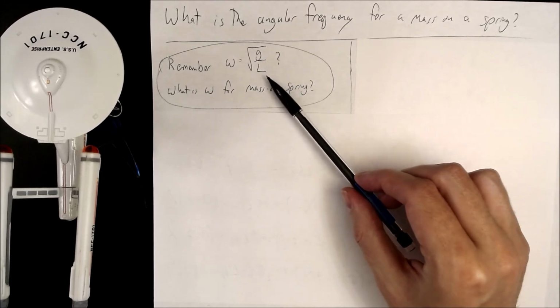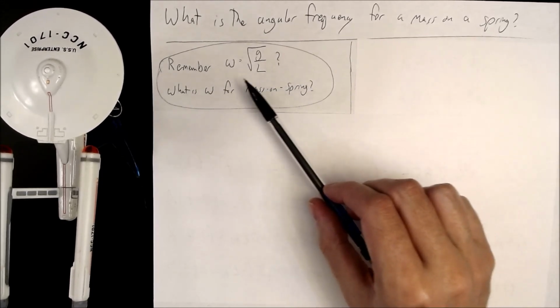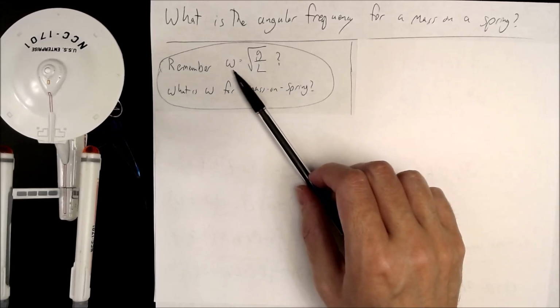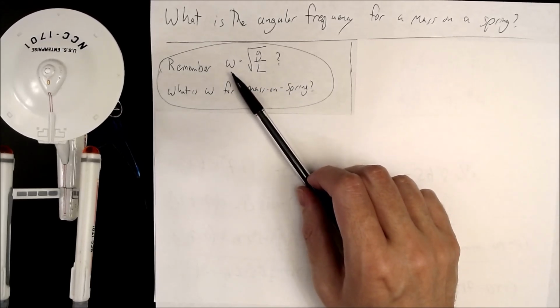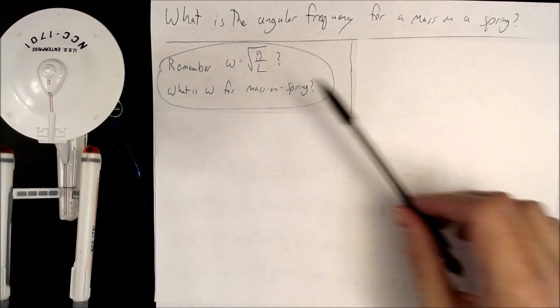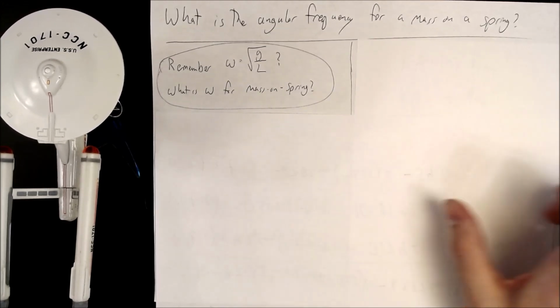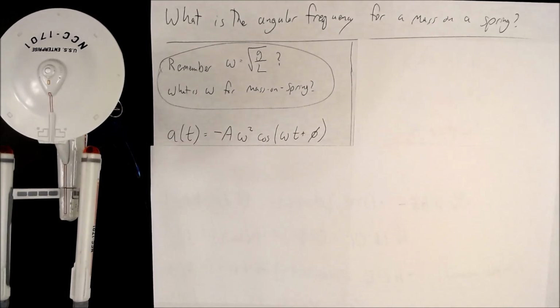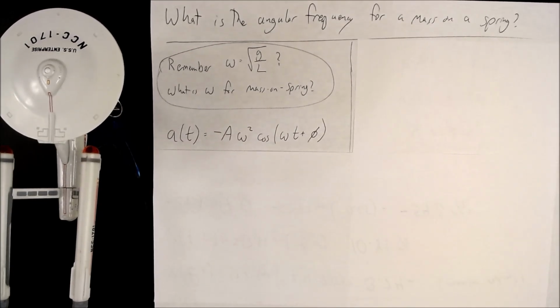So, can we come up with something that looks like this? Some function of something is equal to the angular frequency of the mass on the spring, which is mostly just how fast it's going back and forth. Well, let's start by examining our equation for the acceleration of the mass on the spring.